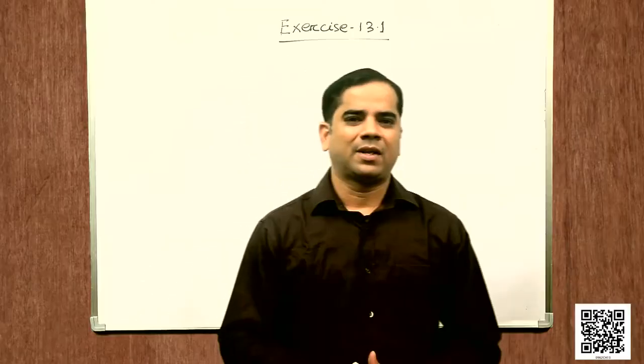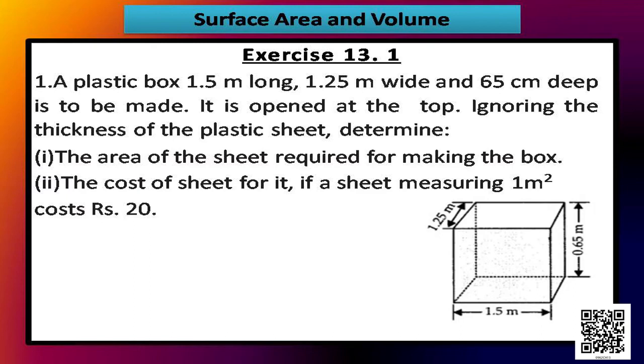Question number 1. It says a plastic box 1.5 meter long, 1.25 meter wide and 65 centimeter deep is to be made. It is opened at the top. Ignoring the thickness of the plastic sheet, determine the area of the sheet required for making the box and the cost of sheet for it if a sheet measuring 1 meter square costs rupees 20. Okay, so let us discuss the solution.